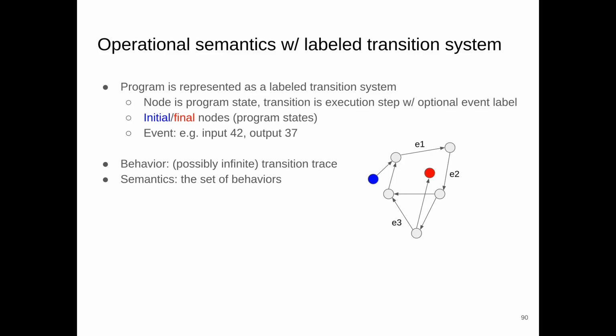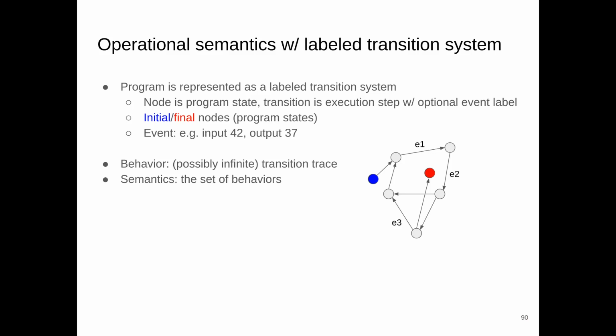So this is basically a program state, which consists of, for example, the program counter, the register files, and the memories, and so on. And the event is the interaction between the program and the outside world, for example, printing 42 to the screen, or reading some value from the screen.